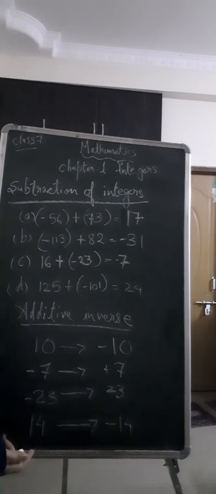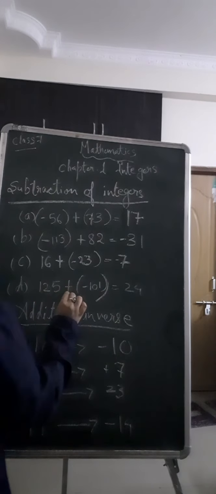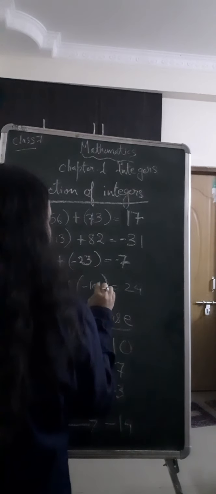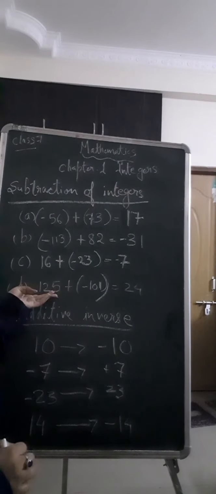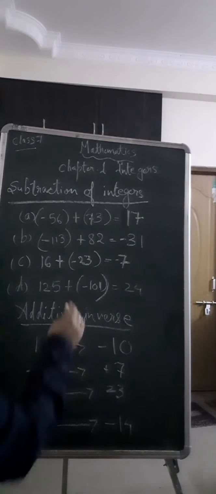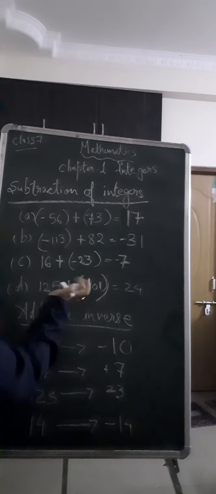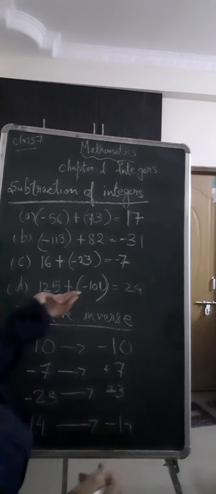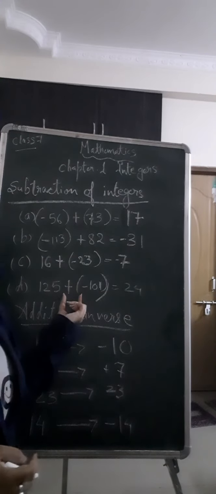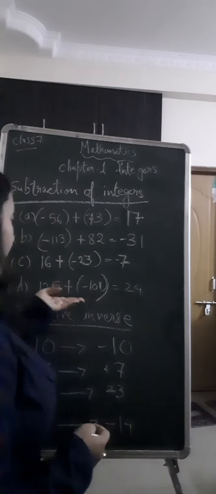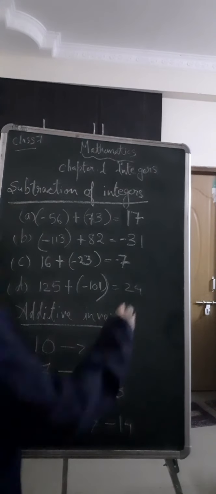Similarly, we will see in the next example: 125, a positive number, plus minus of 101. So 101 is with a minus sign and 125 is with a plus sign. Here the operation sign is plus, but when two different signs are placed simultaneously, it becomes minus. So we will have to subtract these two integers. On subtracting, we will get 24.